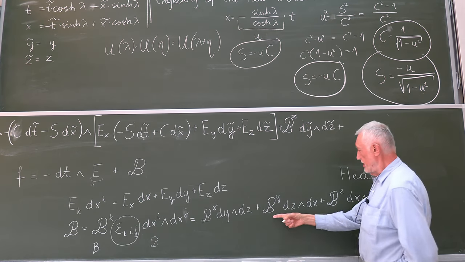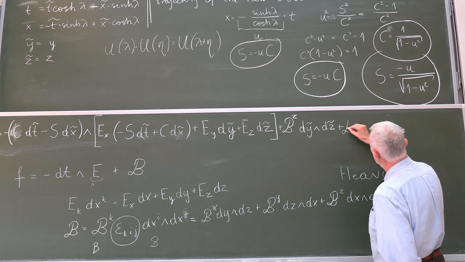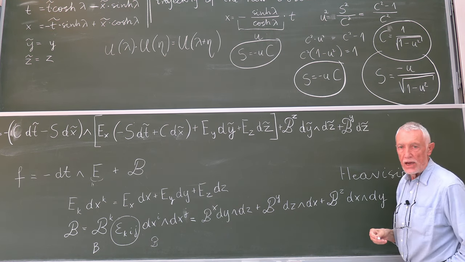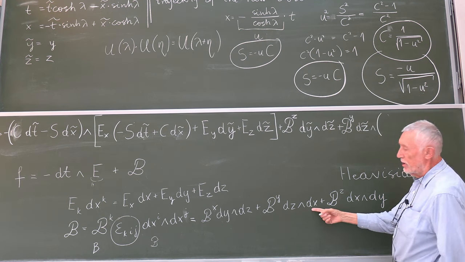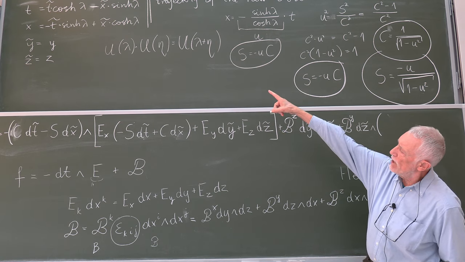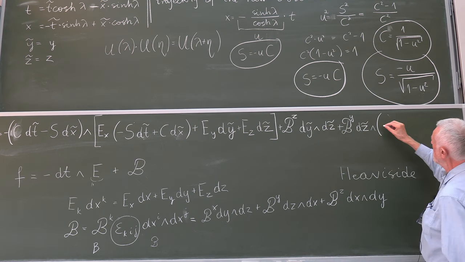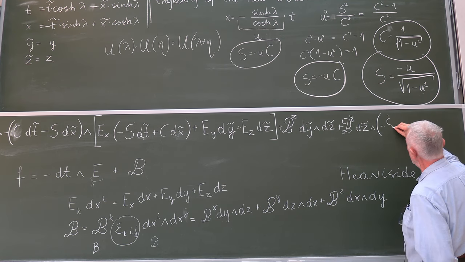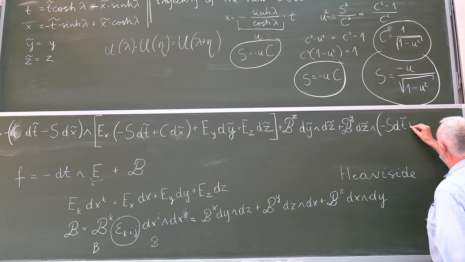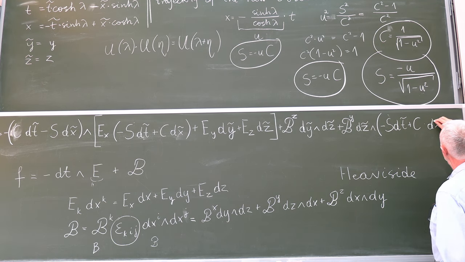And now the second term: z does not change, but x does. Therefore, let us write plus B_y, dz does not change, and now again I must put dx expressed in terms of the new coordinates, which is written here. We have already used it once, so it is minus hyperbolic sine, which is s, d nu t, plus hyperbolic cosine times d nu x.